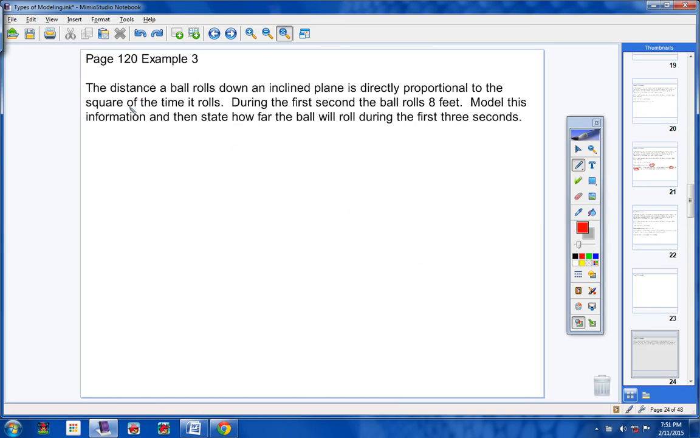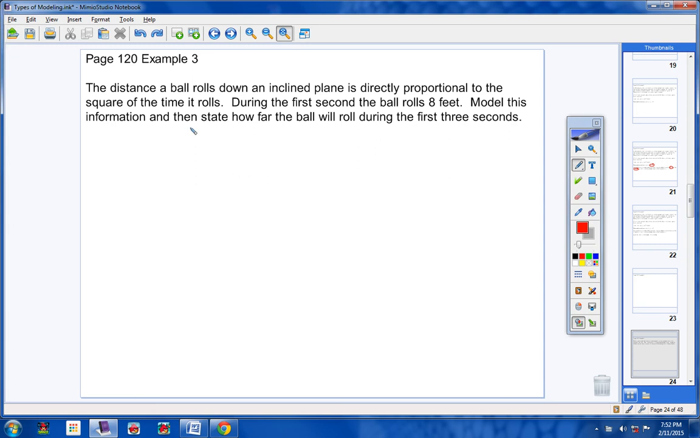The problem reads, the distance a ball rolls down an inclined plane, really it should say declined plane, but that's okay, is directly proportional to the square of the time that it rolls. During the first second, the ball rolls 8 feet. Model this information and then state how far the ball will roll during the first 3 seconds.